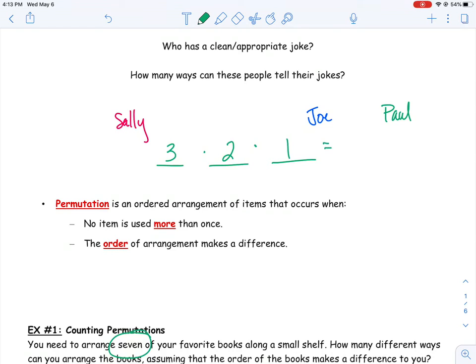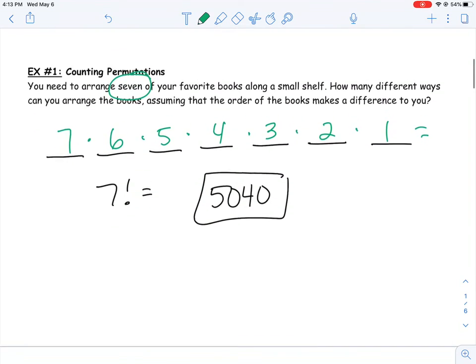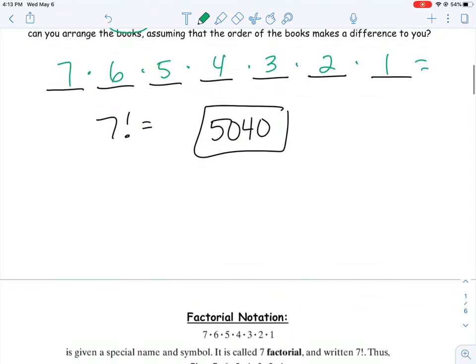And I could multiply those together and really say that there are 6 different ways that these 3 people could come up here, rearrange themselves, and tell us a joke. It's called a permutation when order matters, and we actually end up using the counting principle with it as well.